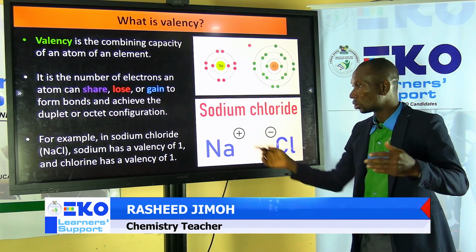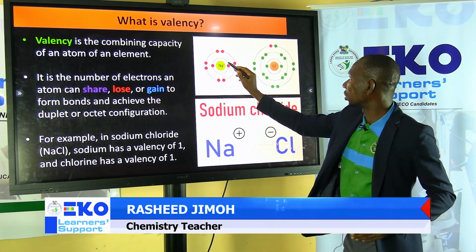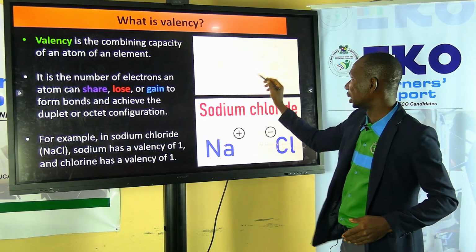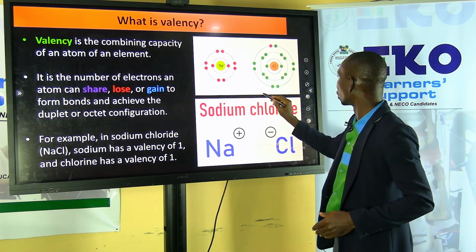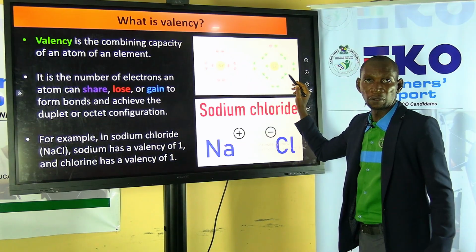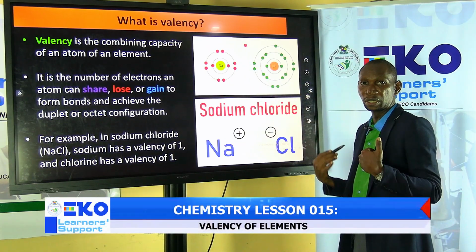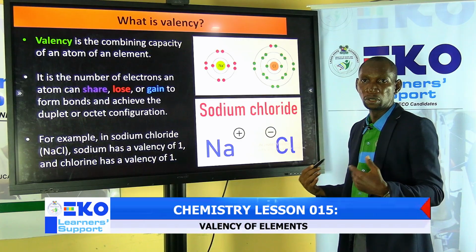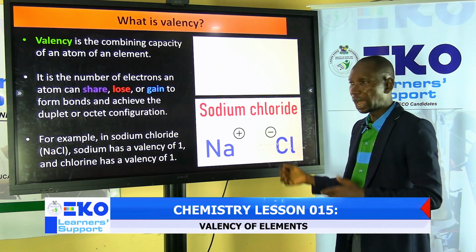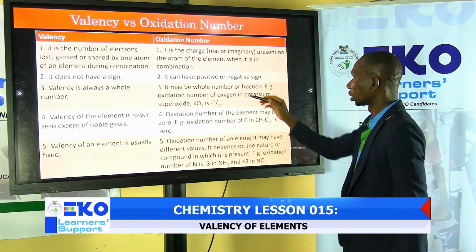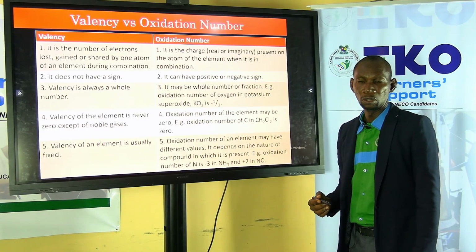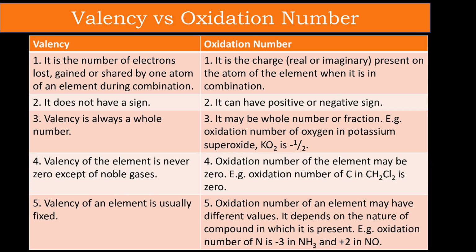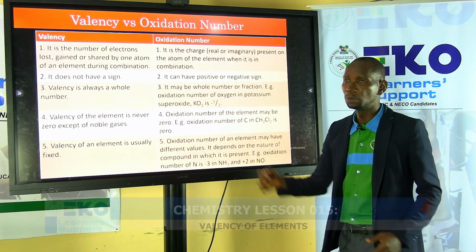So you can see there sodium and chlorine, okay? Because sodium is losing one electron here, definitely its valency is going to be 1, and that of chlorine is also going to be 1 because chlorine is receiving 1 electron. Mind you, there is a difference between valency and oxidation number, and that's what we are going to look at in this table. So I need you to take your note now and write down the differences between valency and oxidation number. This is usually a misconception among students that they are the same thing. They are not. Valency is different from oxidation number.